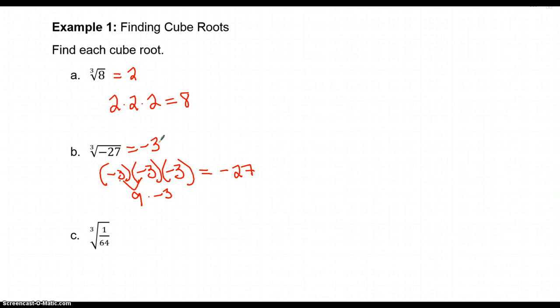Hang with me. Part C, just like with square roots, you can split these up. So this would be the cube root of 1 over the cube root of 64. So the cube root of 64 is 4, and the cube root of 1 is 1. So the answer to part C would be 1/4. Now I'm going to pause it and try to get the calculator on my screen so you can see what I'm doing and how to find cube roots on your calculator.